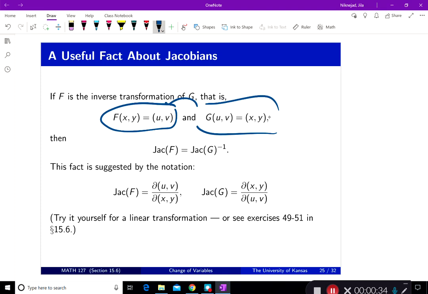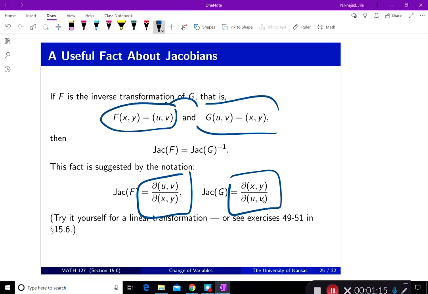And then the Jacobian of f is going to be the reciprocal of the Jacobian of g. If you look at the notation, the output of f is going to be u and v, and the input of f is x and y. So the notation is like that, and the notation for g is the partial of x and y, which is the output, over the partial of u and v, which is the input. And so in the notation there was an intention, so you can see that they're reciprocal of each other.